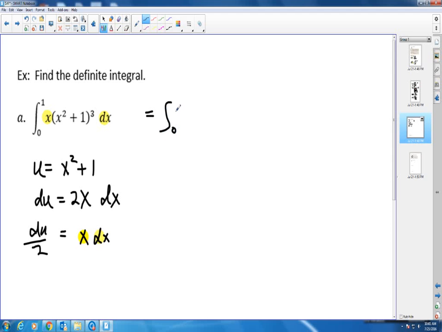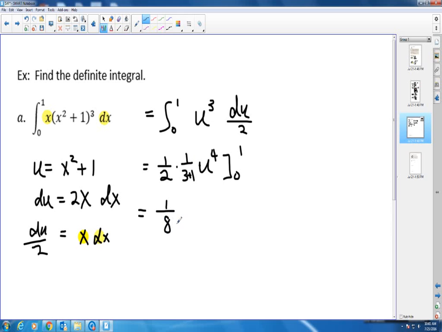So this is the integral from 0 to 1 of u, right here in the middle, to the third power, du over 2. Pull out the half. So that will be half times, bring the exponent down, that becomes 3 plus 1, times u to the 4 power, evaluated from 0 to 1. So 1/2 times 1/4 is 1/8. So it's going to be 1/8 times u, which is x squared plus 1, evaluated from 0 to 1.